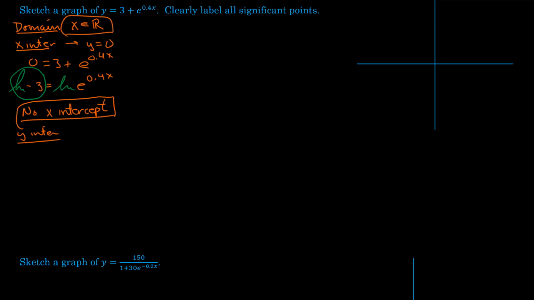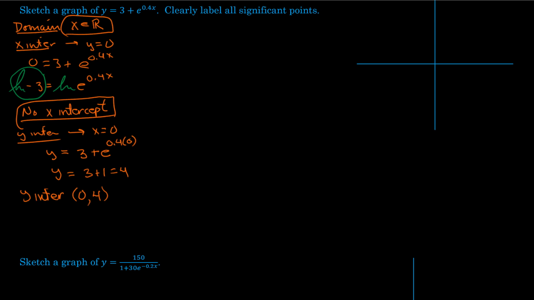Actually, I'm going to put a box around this and a box around my domain. When I look at the y-intercept, to be on the y-axis, that means that x is equal to 0, which is going to give us y is equal to 3 plus e to the 0.4 times my x value is 0. Now be careful. This does not work out to be 3 because we have 3 plus e to the 0 is 1. So our y-intercept is going to be when x is 0 and y is 4.